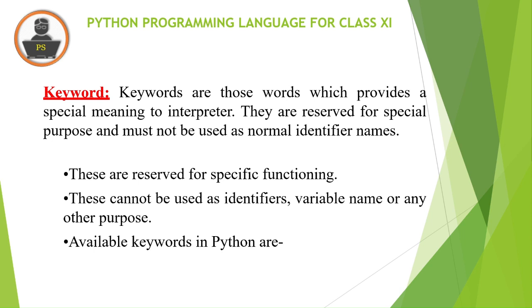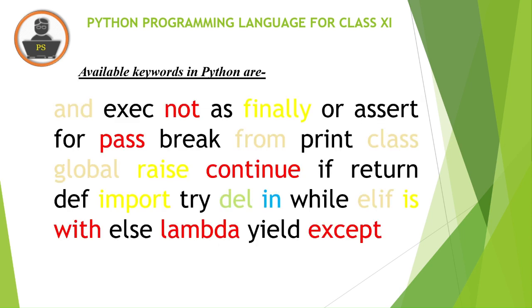Available keywords in Python are and, exec, not, as, finally, or, assert, for, pass, break, from, print, global, raise, continue, if, return, def, import, try, del, in, while, else, is, with, lambda, yield, except, etc. These are the available keywords in Python.